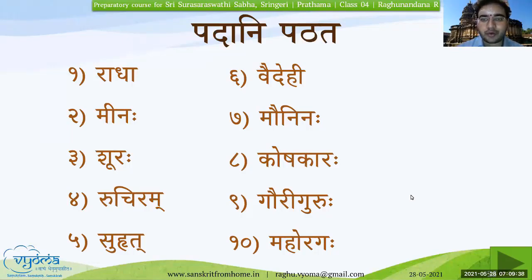So if you notice, wherever there is a Dirgha, for example, in this Vaidehi, all these three letters are Dirgha Swaras. So we will have to give equal time for all of them and pronounce it. Similarly, Radha is again Dirgha and Dirgha. Meenaha, Shuraha. This word, the fifth word, Suhrat, I want to elaborate a bit about this.